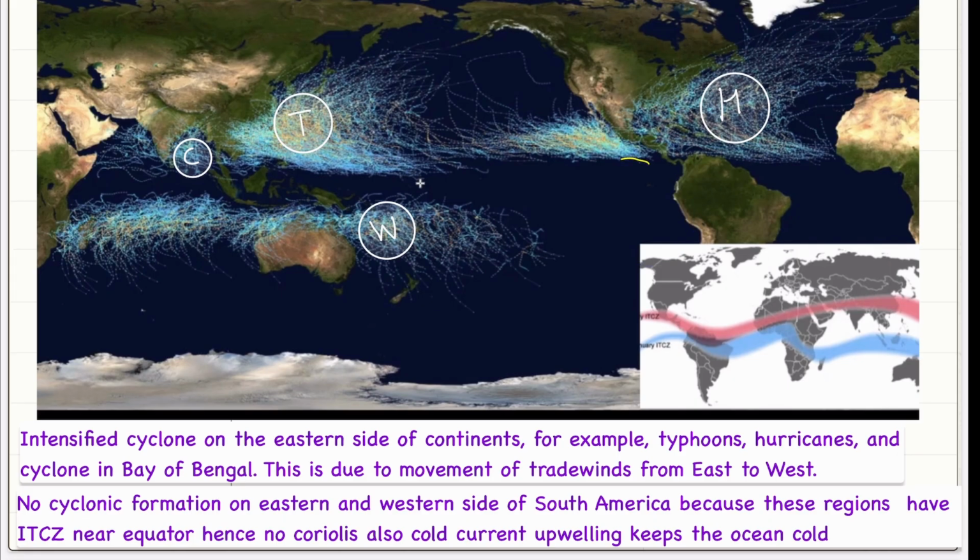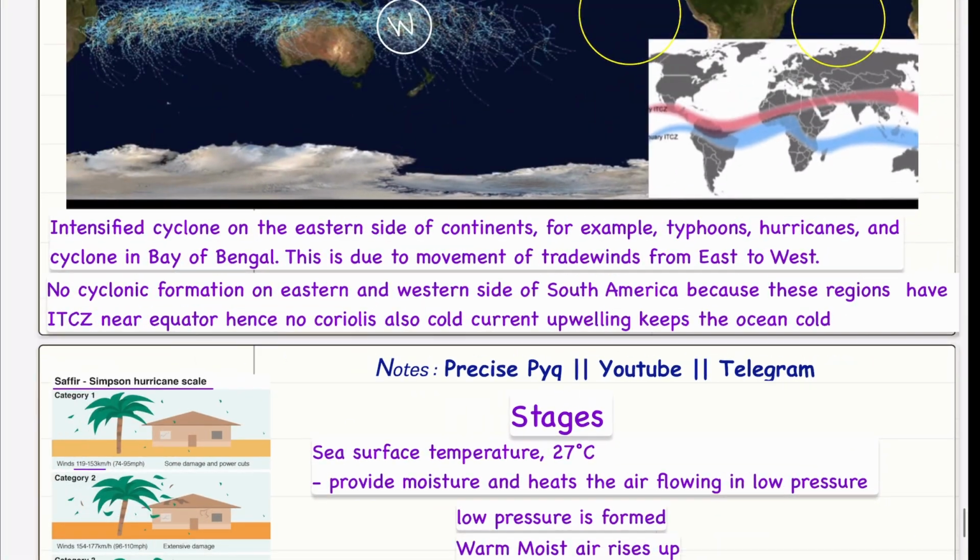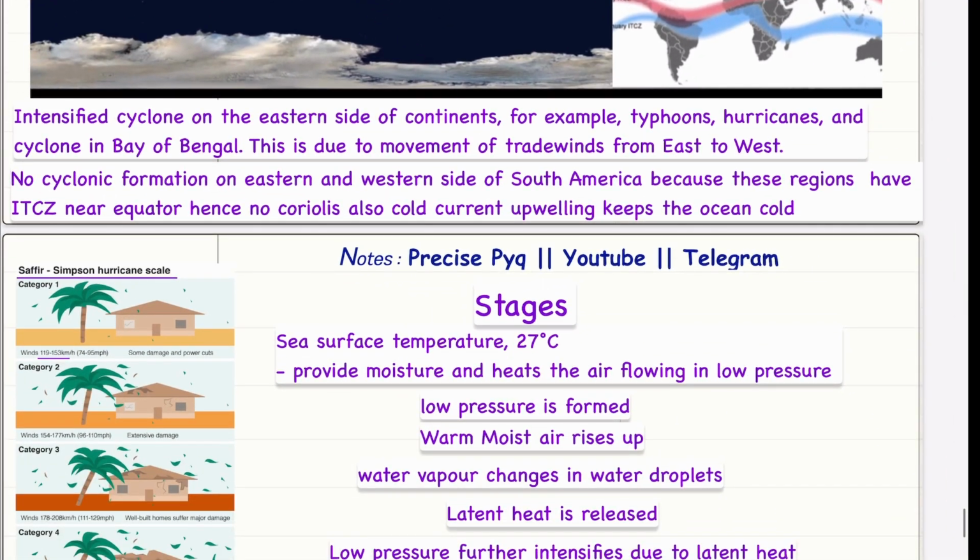No cyclone here. Both the places, no cyclone. Why? Because of low pressure, this low pressure is near the equator. Again here, low pressure, very much near the equator. Read these lines. Pause and read. Next.